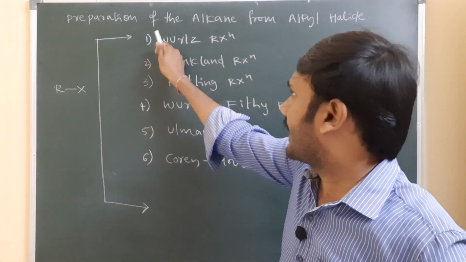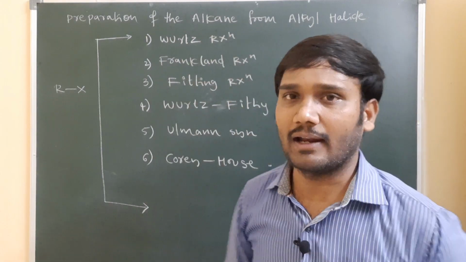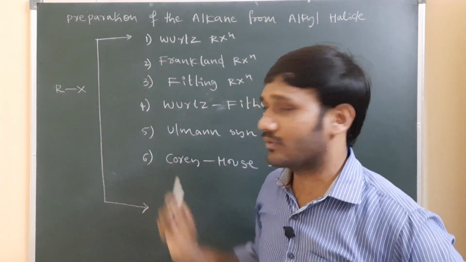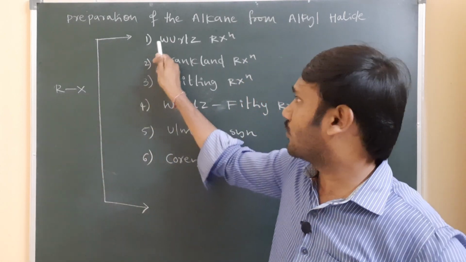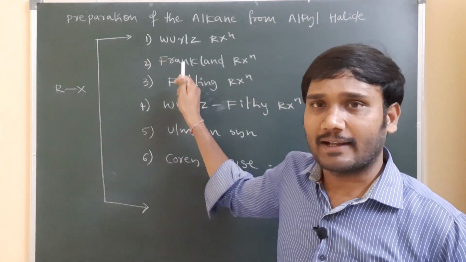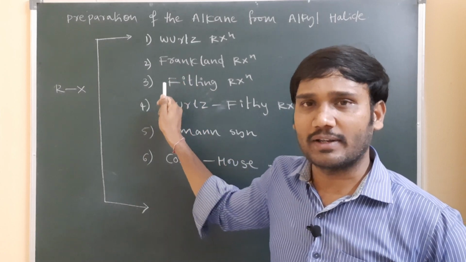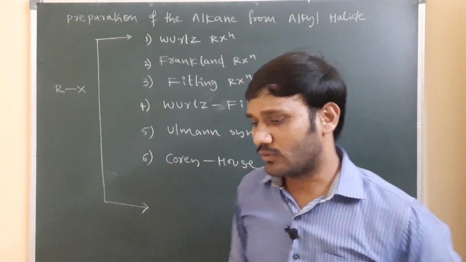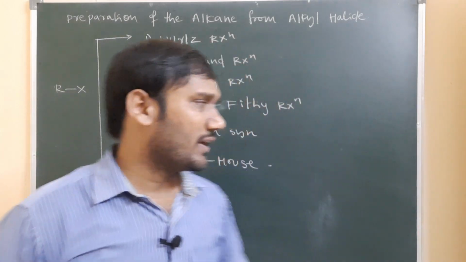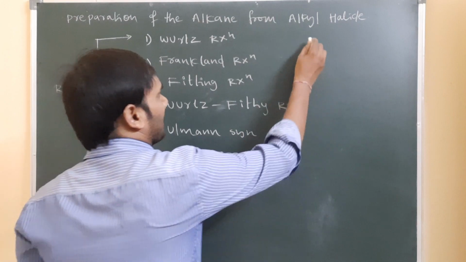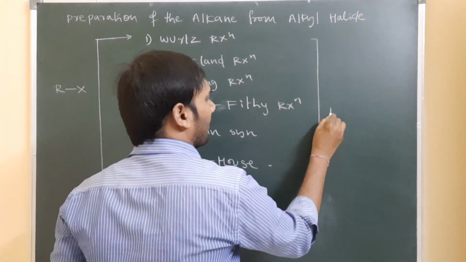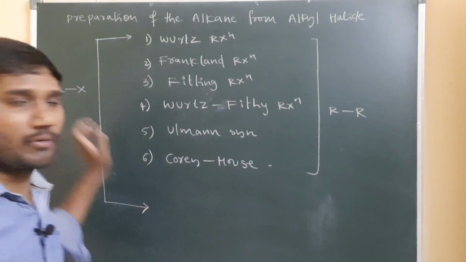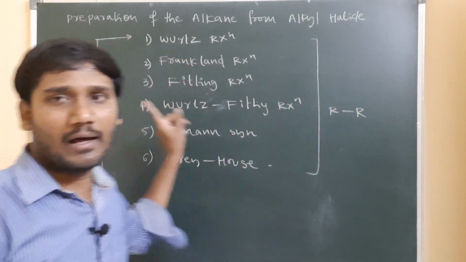Once again, we can prepare the alkanes from the alkyl halide by using different reactions. The first one is Wurtz reaction, the second is Frankland reaction, the third is Fittig, the fourth is Wurtz-Fittig, the fifth is Ullmann synthesis, and the sixth is Kolbe's synthesis. By using these six reactions, we can prepare the alkanes from the alkyl halide.